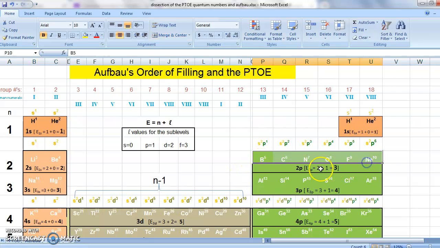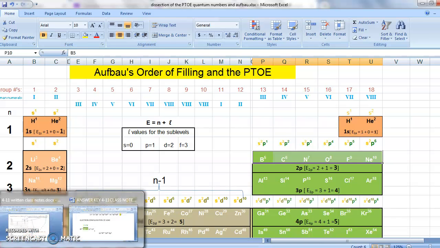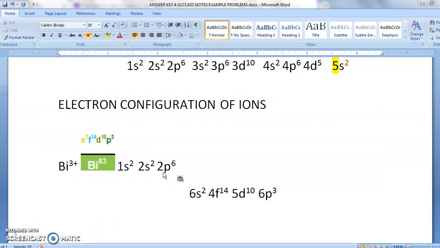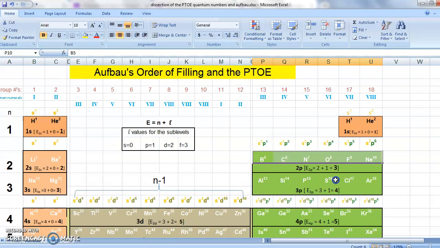5 through 10 is the 2p. How many elements are there? 6. So I'm going to come back here and type in 2p6. After typing in the 2p6, I'm going to come back here. I'm right there. That's the 2p. After number 10 is 11 and 12. I'm just following the numbers.